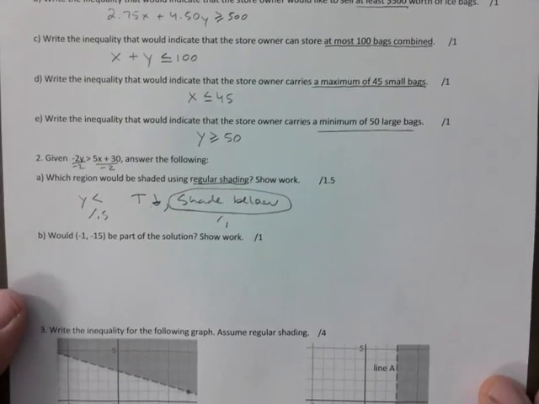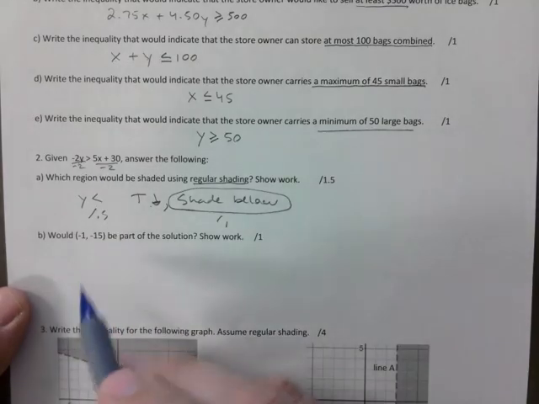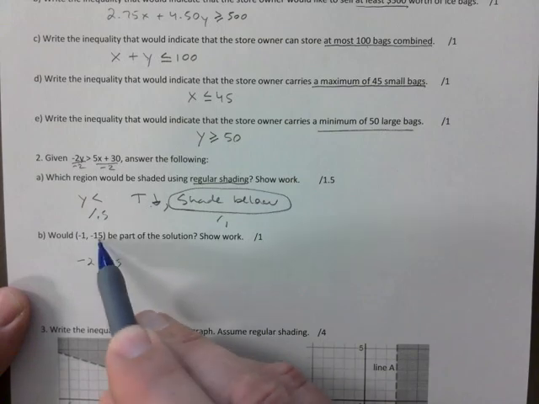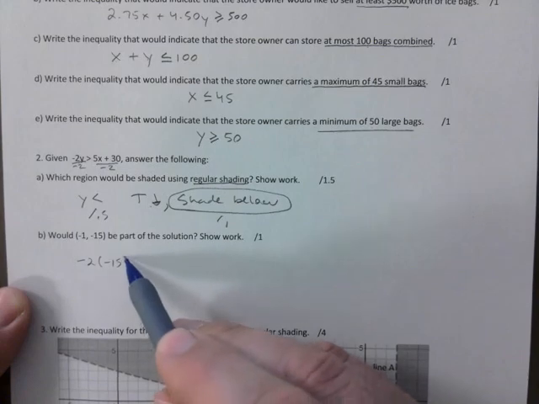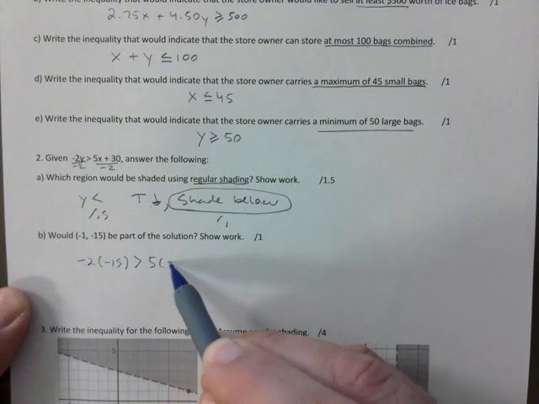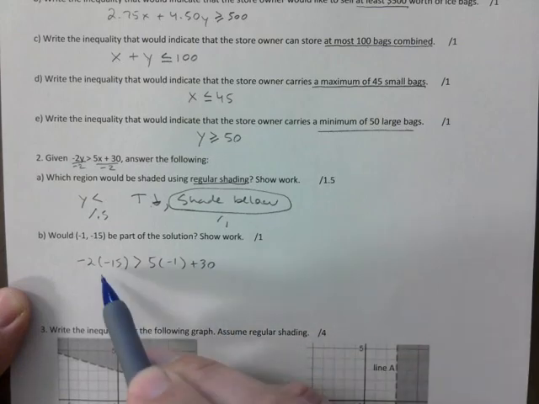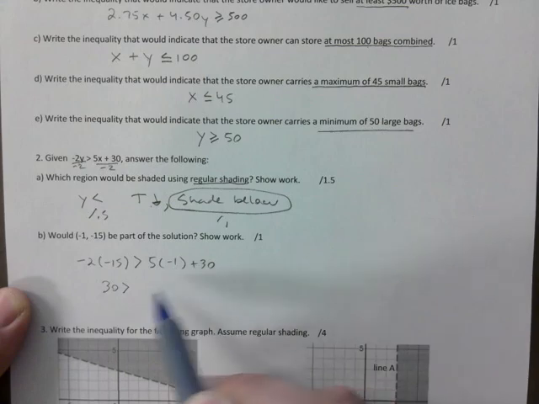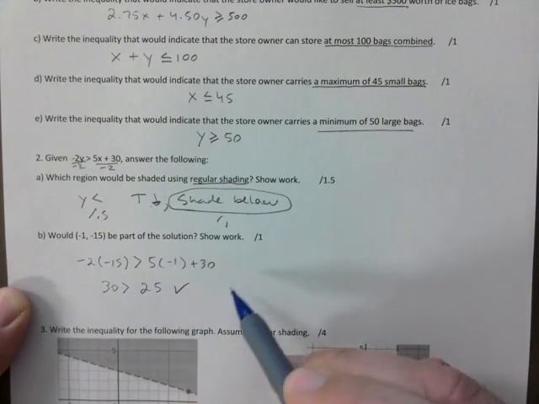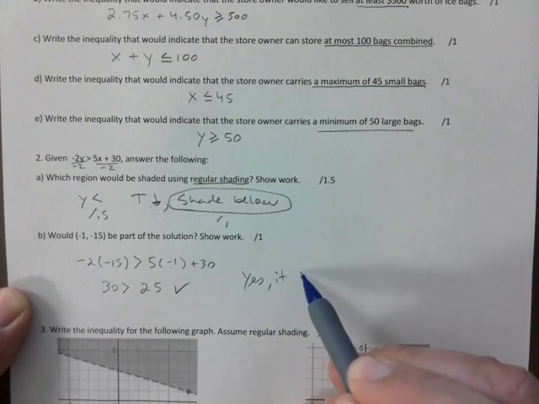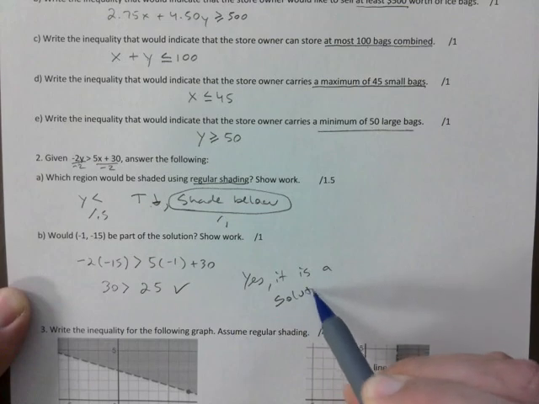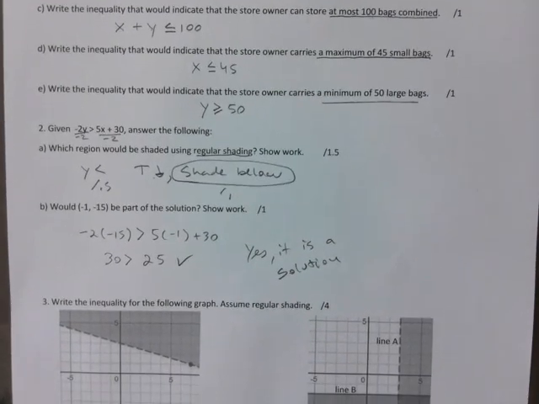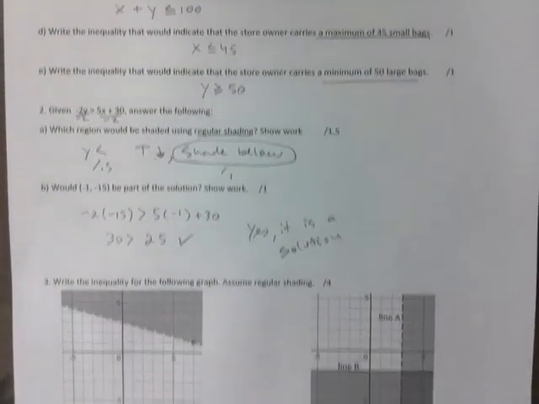So I'll give you half a mark for this and a full mark for actually telling me where to shade. Would this be part of the solution? We just plug it in, right? So you just have to be careful. We're plugging in the negative 15 into the y there. And it has to be greater than 5 times negative 1 plus 30. And so this would be negative 5 plus 30 is 25. So yes, it is, because 25 is less than 30. All right. 1 mark for that.